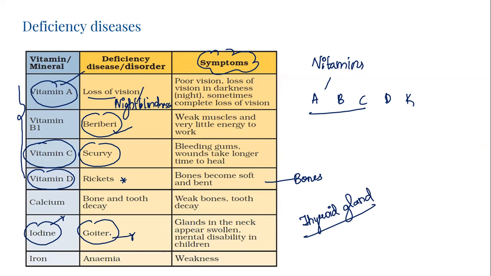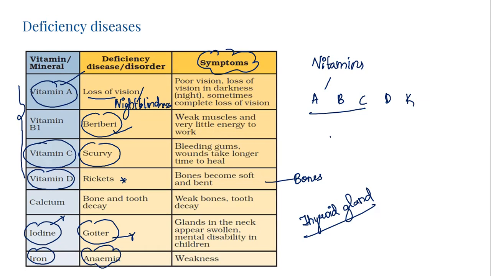Goiter is nothing but a swelling of the gland in the neck. This also sometimes leads to mental disability in children. Iron deficiency is very common these days. This deficiency results in a disease called anemia, and the symptoms include weakness. So these are basically about the deficiency diseases.